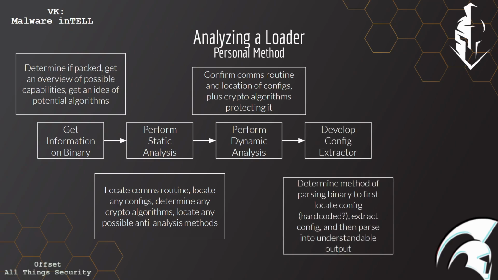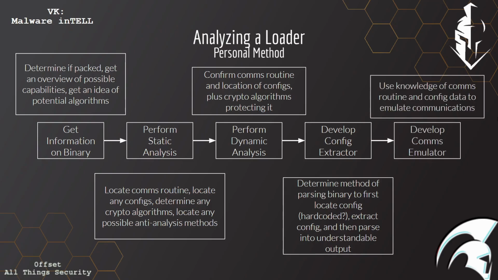Once we know all of this information, we move on to developing a config extractor. What we do here is determine the method of parsing the binary to first locate the config. Is it hard-coded? Do we need to use regular expressions? And so on. From there, we extract the configuration and then parse it into an understandable output, so XML, JSON, whatever you want to use. And now we've got a config extractor working and tested on a few samples.